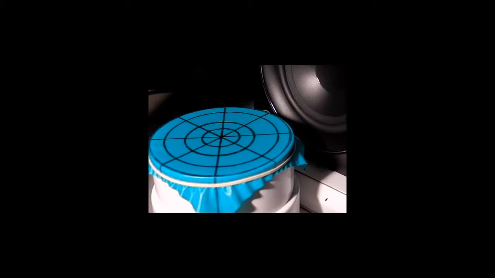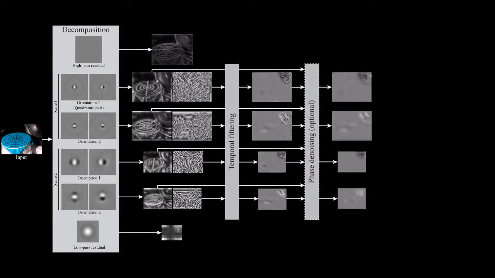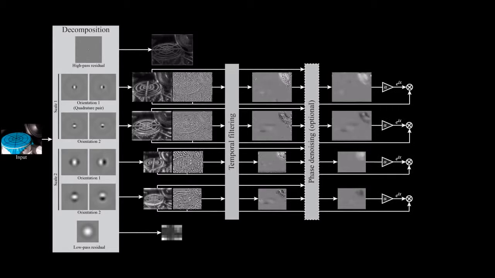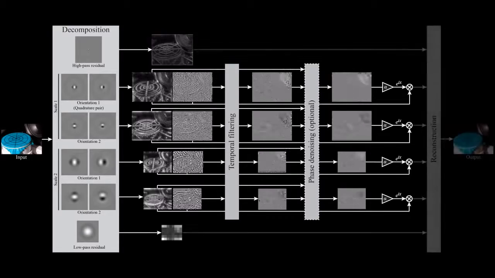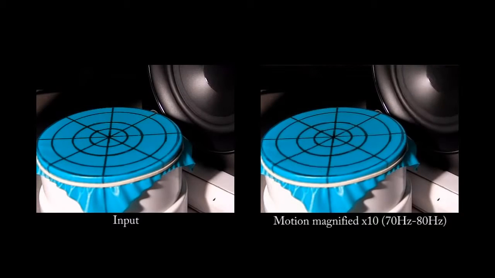For an input video, we perform the following processing. We use a complex steerable pyramid to decompose each frame and separate the amplitude and phase of each band. We then temporally filter the phases at each location, orientation, and scale. Optionally, we apply an amplitude-weighted multi-scale spatial smoothing to increase the phase SNR. We amplify or attenuate the processed phases and reconstruct the video. The result is a motion-magnified sequence.